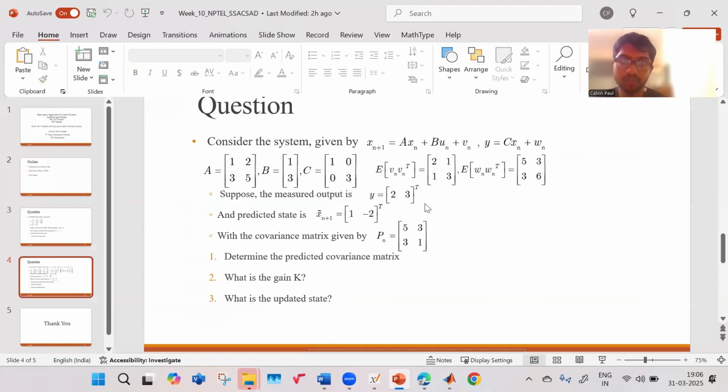Okay, so we have a system which is given by xn plus 1 is A into xn plus B into un plus vn, and our y is C xn plus wn. So vn and wn are the noise terms. Is this linear time invariant, or does it depend on time?